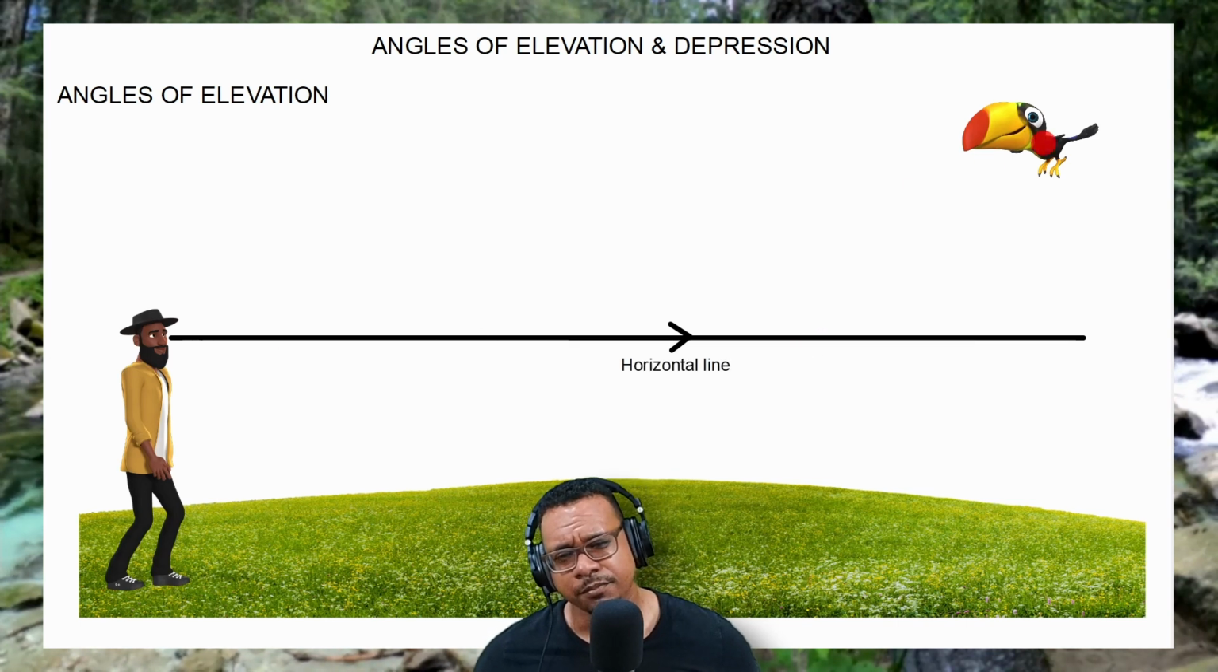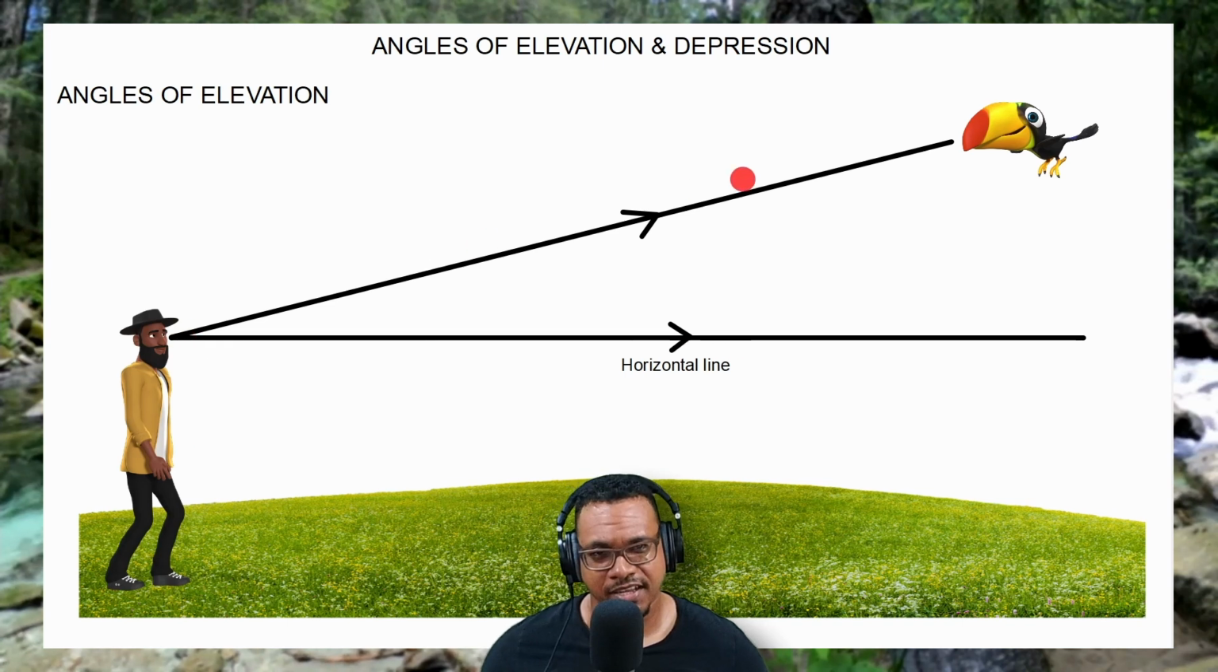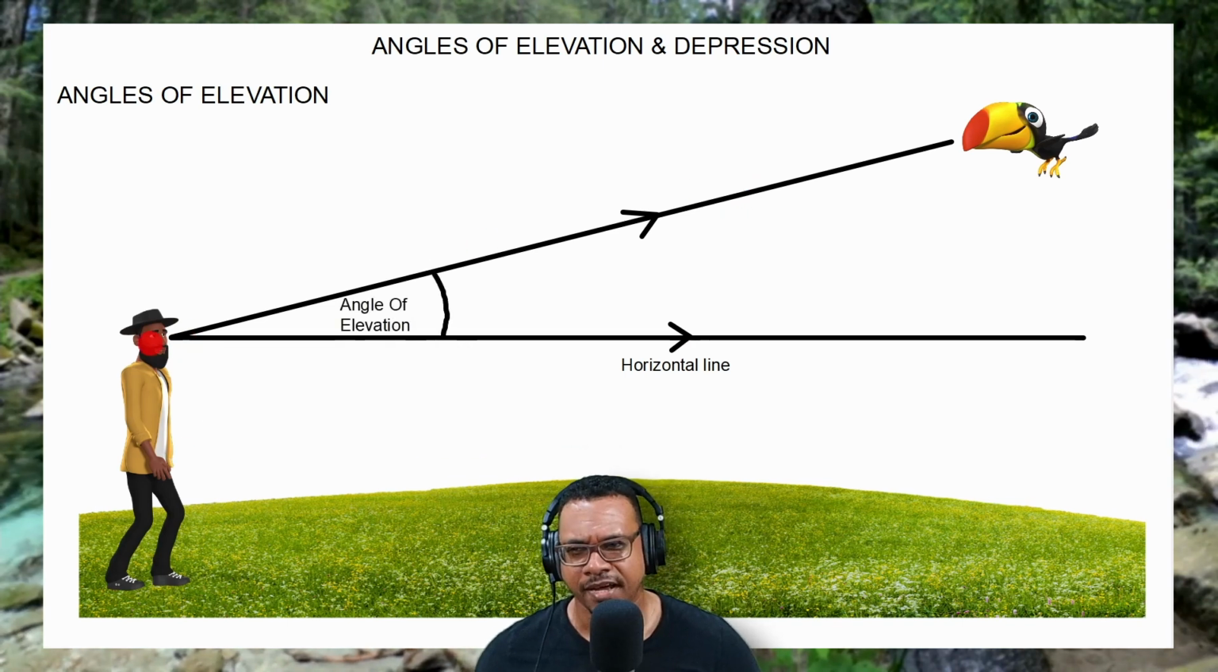So now we have this bird up here. So let's say he looks up at this bird. So now he changes his line of sight from horizontal to looking up at the bird. Now this angle formed here from looking horizontal and then looking up at the bird is called the angle of elevation. So again, we have a man that's looking horizontal, then he notices a bird, so then he looks up at the bird, and the angle formed from looking horizontal and then looking up is the angle of elevation.